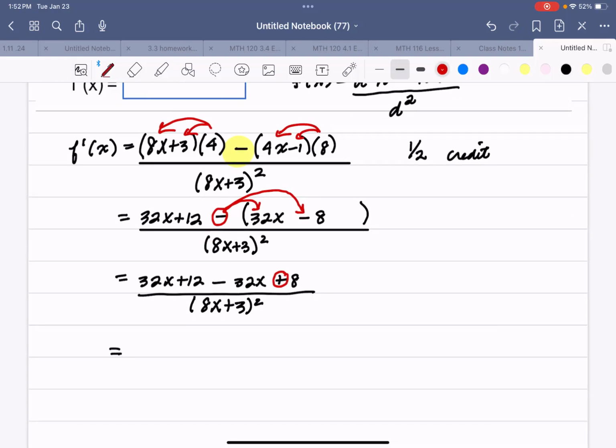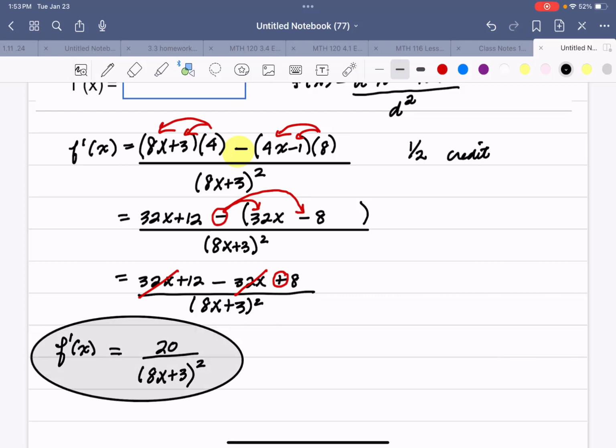And we're still doing the algebra for the other half credit. So 32x minus 32x adds to 0, so that's gone. 12 plus 8 is 20 over 8x plus 3 quantity squared. So this is our f prime of x. And that's our final answer for full credit.